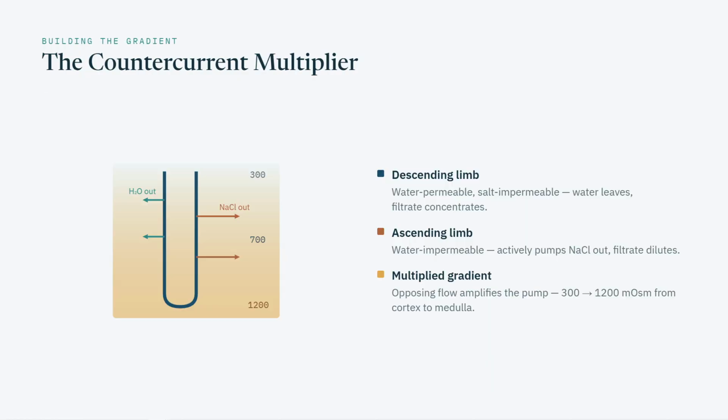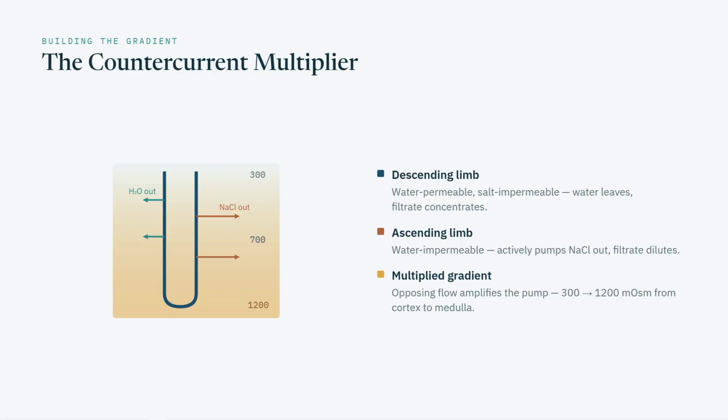This is the slide people find trickiest, so let's take it slowly. The problem the kidney is solving is how to make concentrated urine. It needs a salty environment deep in the kidney to pull water out of. The loop of Henle builds that gradient, and here's the mechanism. The descending limb is permeable to water, but not salt. So, as filtrate goes down into saltier surroundings, water leaves and the filtrate concentrates. The ascending limb is the reverse. It's waterproof, but it actively pumps out salt to the surrounding tissue.